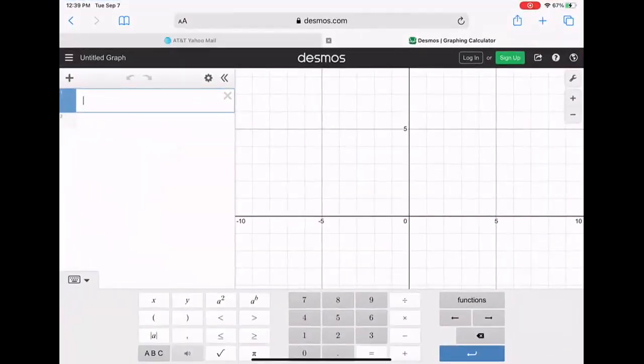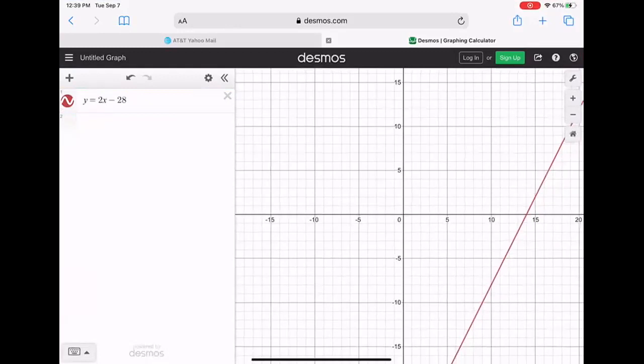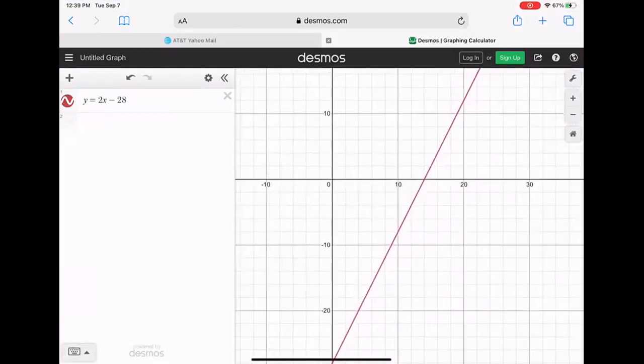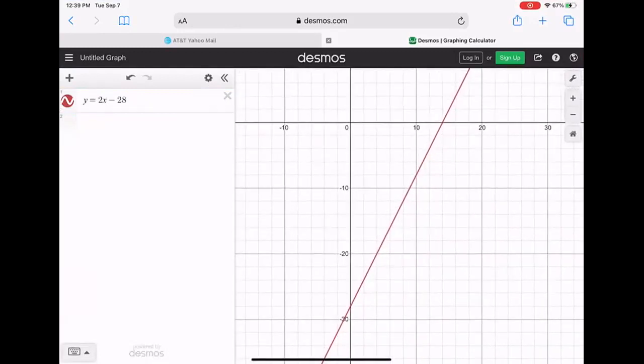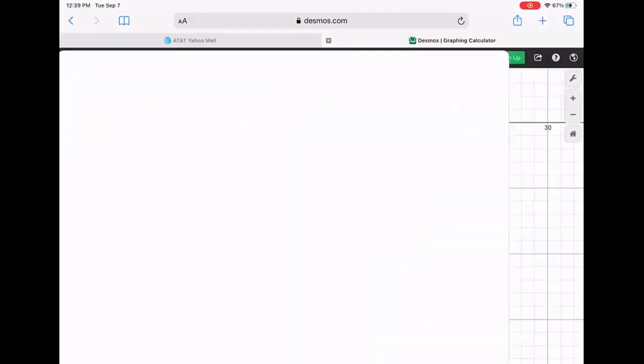You can use your graphing calculator to do this, but because I don't have access to that on my iPad, which is what I'm using to share these notes, it's easier for me to use Desmos for this case. I'm going to type in the equation y equals 2x minus 28. So that is my equation, and I'm going to zoom out here, and you can see here are my intercepts of the graph. I'm going to take a picture of this and insert it into our notes so that we can refer to it.